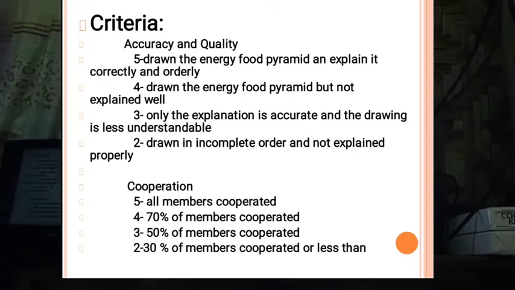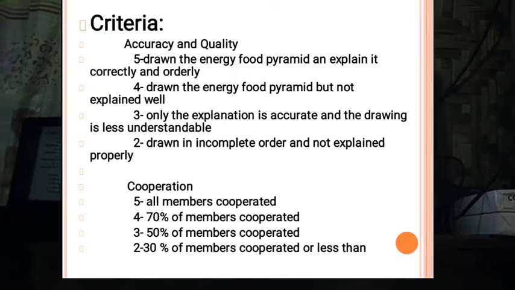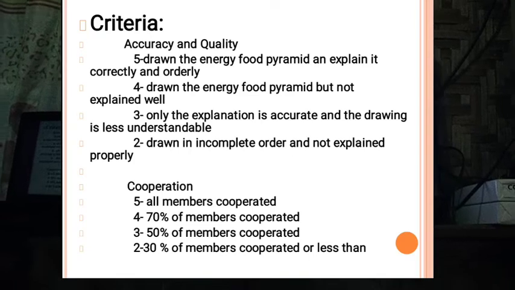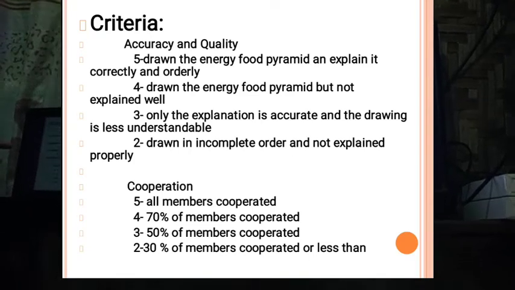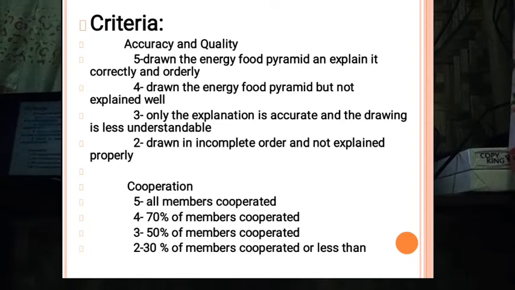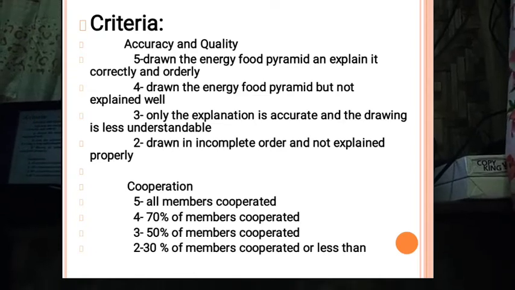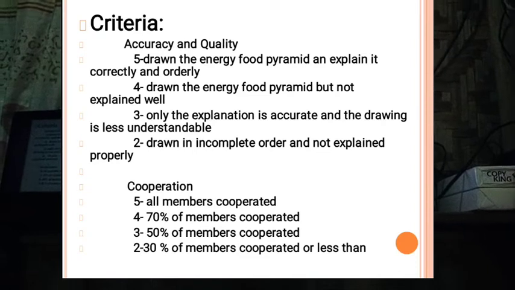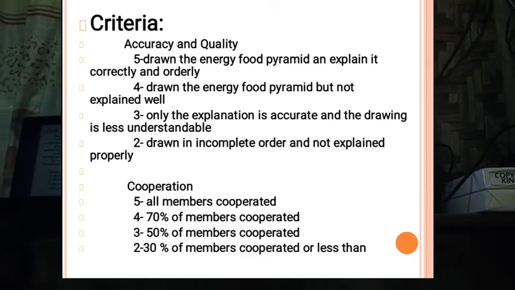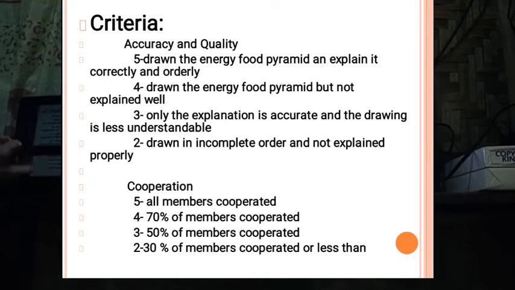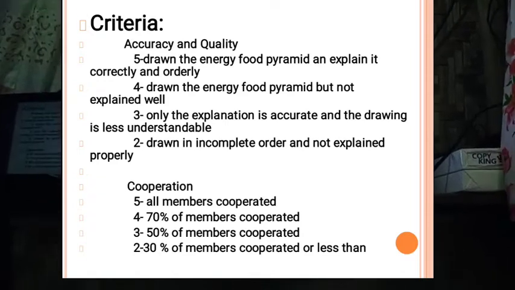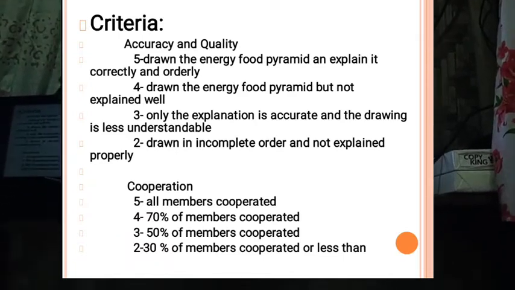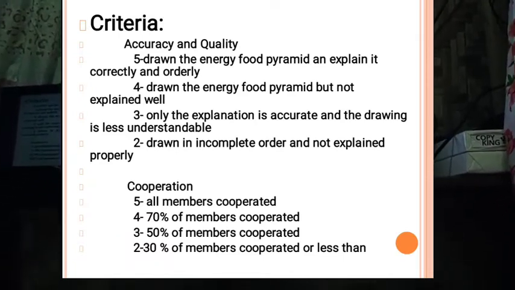correctly and orderly. Then 4 points if it is drawn but not explained well or you did not illustrate your correct answer. Then 3 points if only the explanation or your answer is accurate on the drawing, but the drawing is less understandable. And 2 points if your drawing is incomplete and the elements are not properly placed.